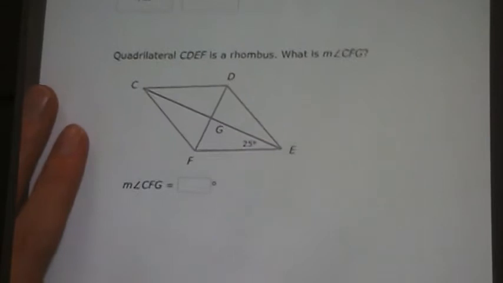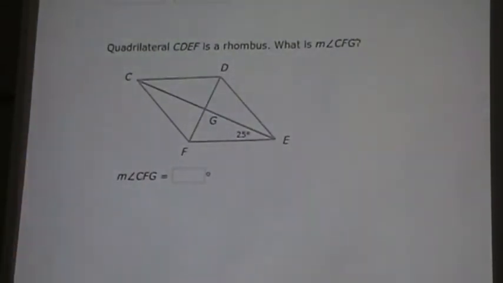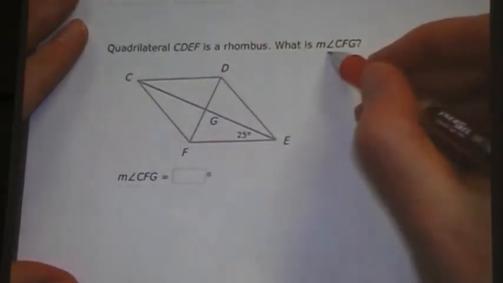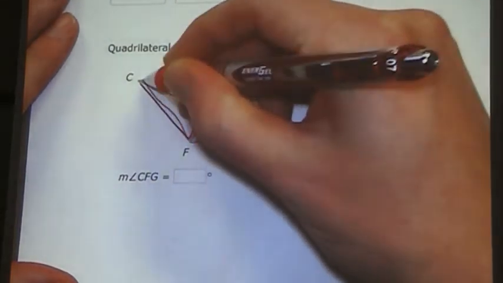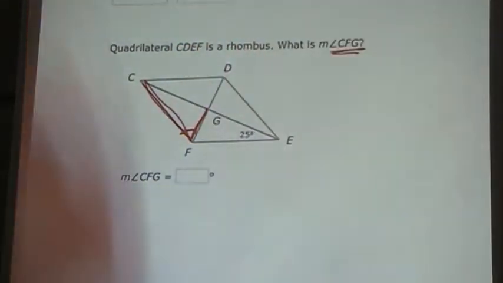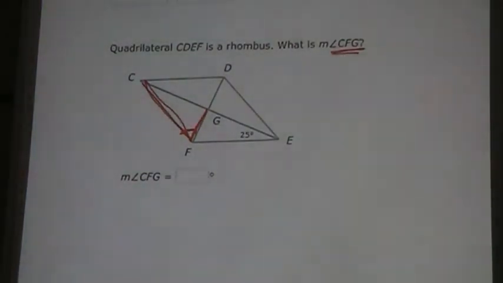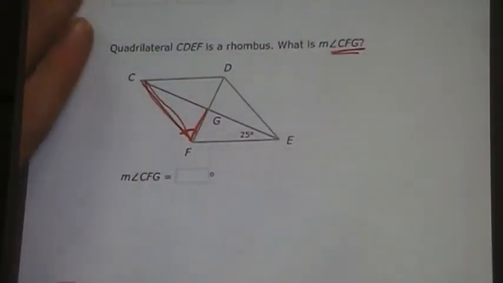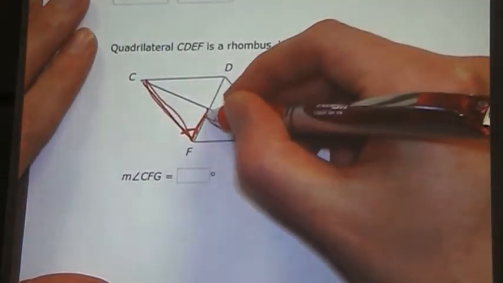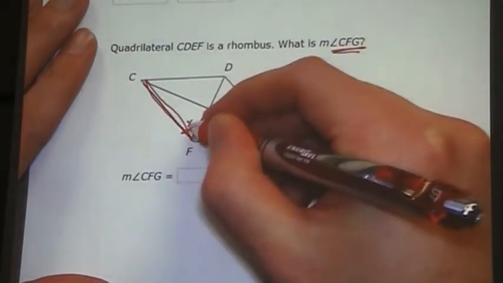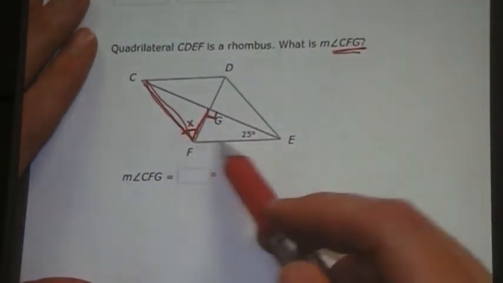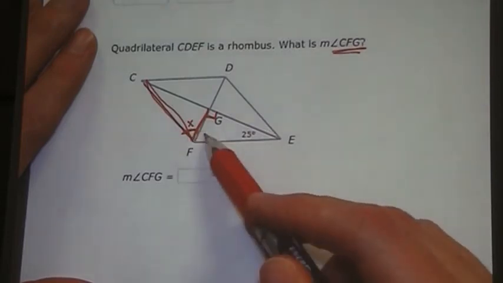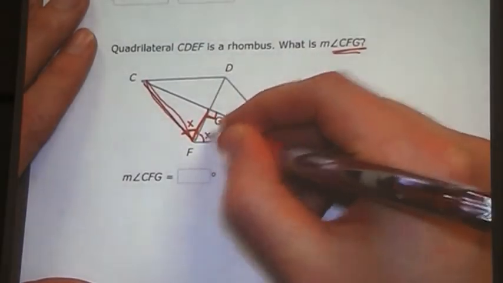And last but not least, this guy here. This is a nice one because we have to do a little bit of figuring. We have a rhombus here. What's the measure of CFG? Looking for that angle right there, CFG. Well, here's what we know. If this is a rhombus, we know we have a 90 degree in the middle. And we'll put an X in here because that's the angle we're looking for. We know this diagonal bisects this full angle. So if this is an X, this guy over here is also an X.